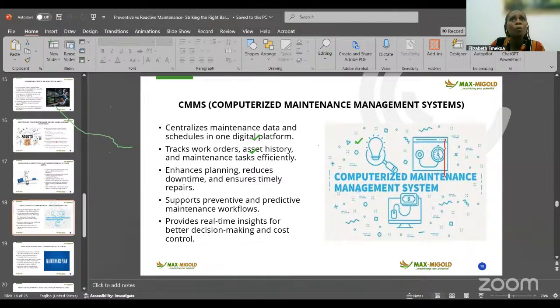If, for example, we can have this on our phone and something is going wrong in a particular place, you get an alarm, a pop-up, telling you something is going wrong. It helps you to predict maintenance workflow and prevent it. Okay, it provides real-time insight and better decision-making and cost control. This thing is going to cost 500,000, for example. You have it all in your hand. A computerized system. Okay? Next slide, please.